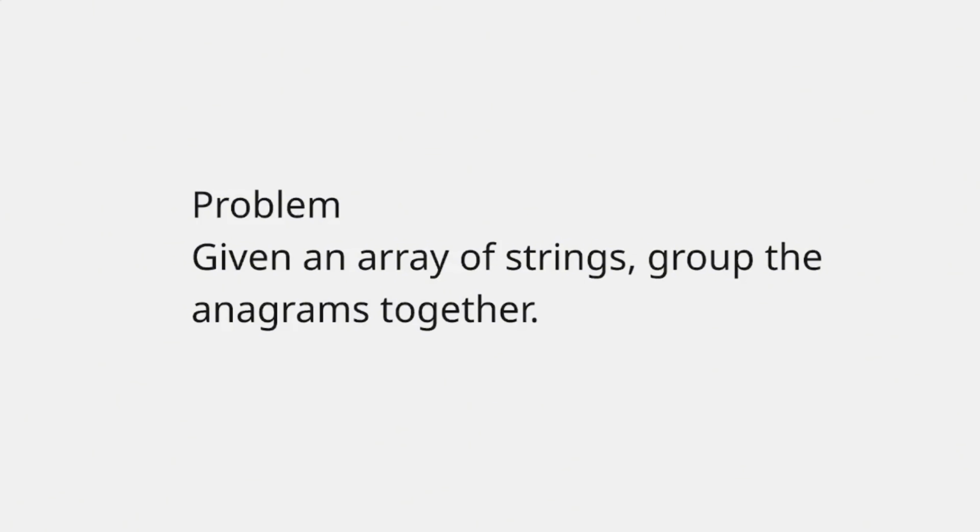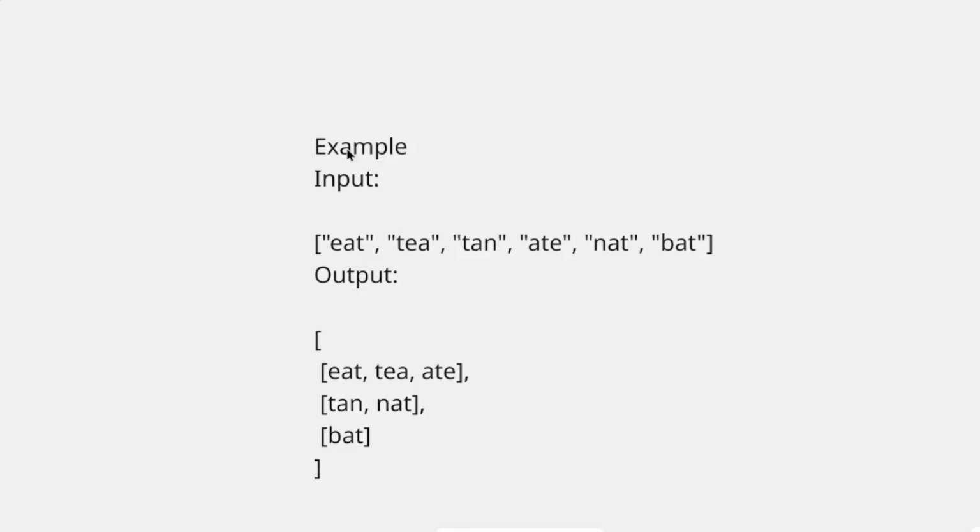So let's see the example so that you will understand easily. So here is an example. They give an input as eat, tea, tan, ate, nat and bat. They give a group of strings and we have to split the strings into groups. In the output we get eat, tea and ate.